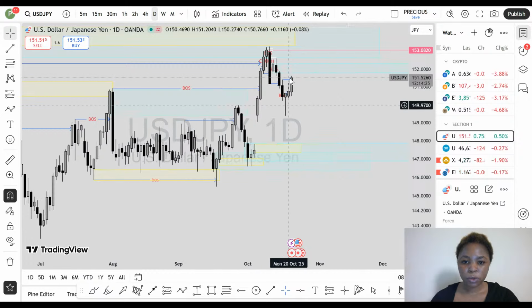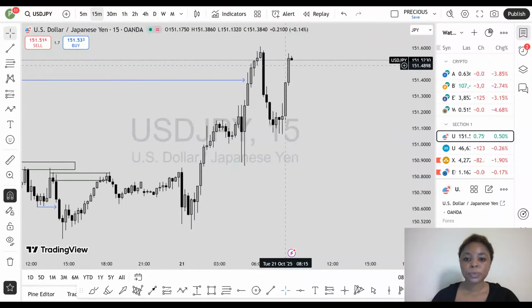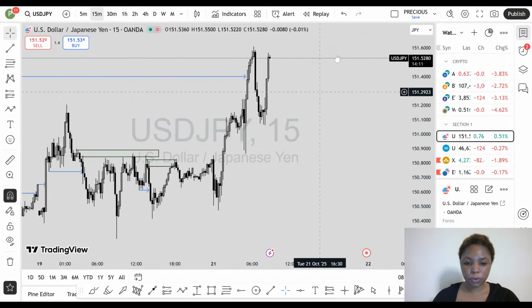But for now, when price mitigates this other block here, we want to wait for a change of character. We want to wait for a confirmation, a break of structure in 15 minutes to the downside. Then we can now join the sell.